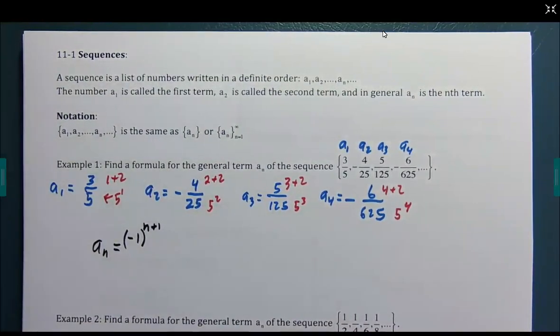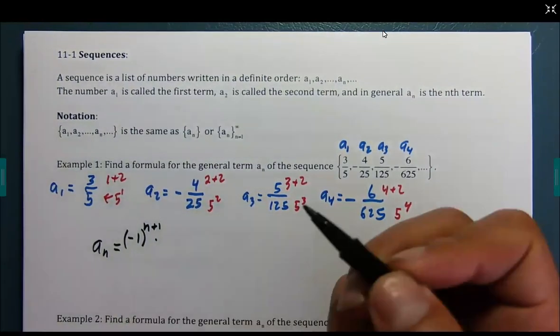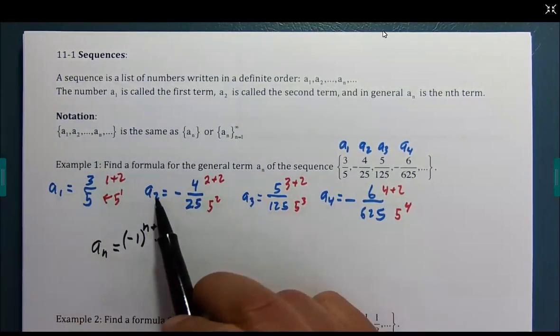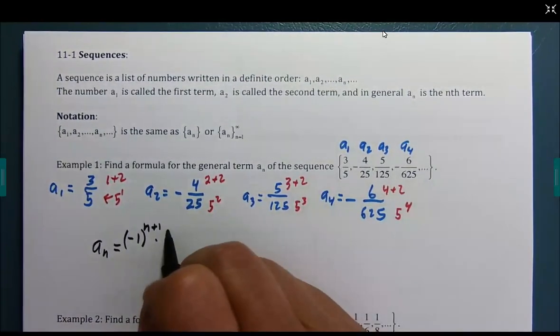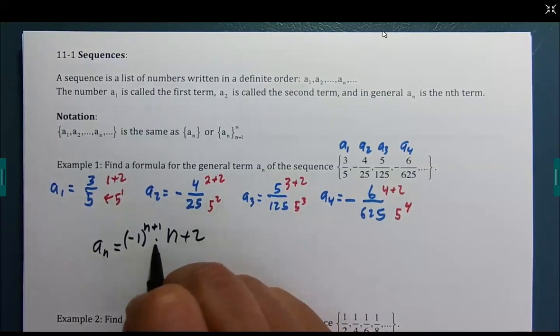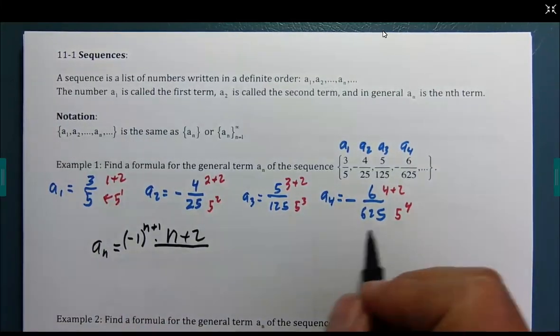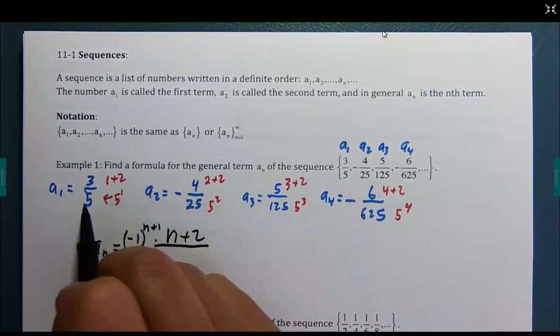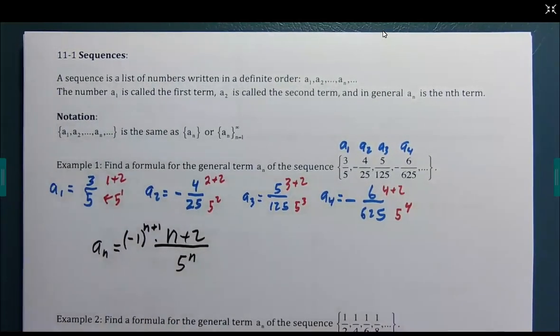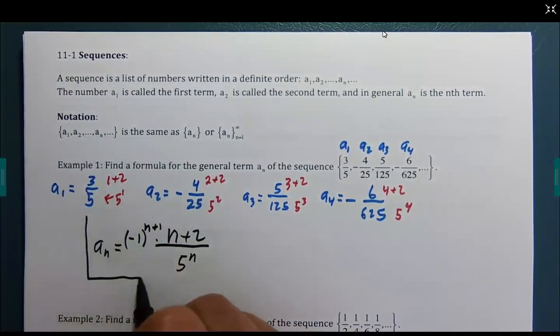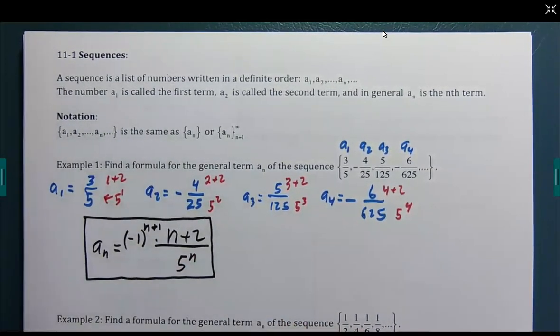This is a common trick we'll be using throughout the rest of this chapter, I should say. Now up top, I'm going to notice that it's the counter number plus 2, counter number plus 2, counter number plus 2, counter number plus 2. So we're going to call that n plus 2 over, and it looks like we have 5 to the counter number, 5 to the first, 5 to the second, 5 to the third and fourth, and so on. So this is going to be 5 to the n power. And this is our sequence. Again, that negative 1 to the n or n plus 1 power is a common trick that we have.